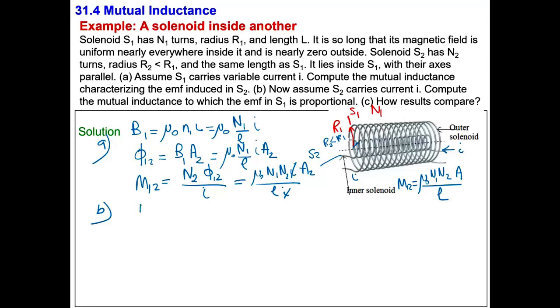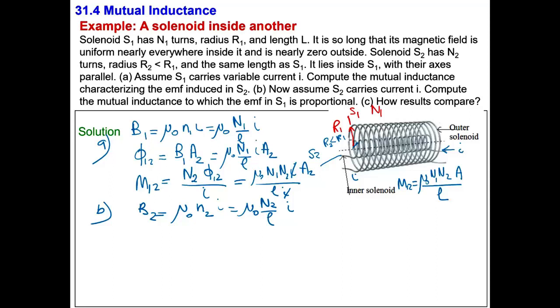The magnetic field, let me call it B2, is going to be mu 0 N2, because the number of turns is in coil 2 now, divided by L, times I. So now we have determined the magnetic field inside this coil that is due to this current.